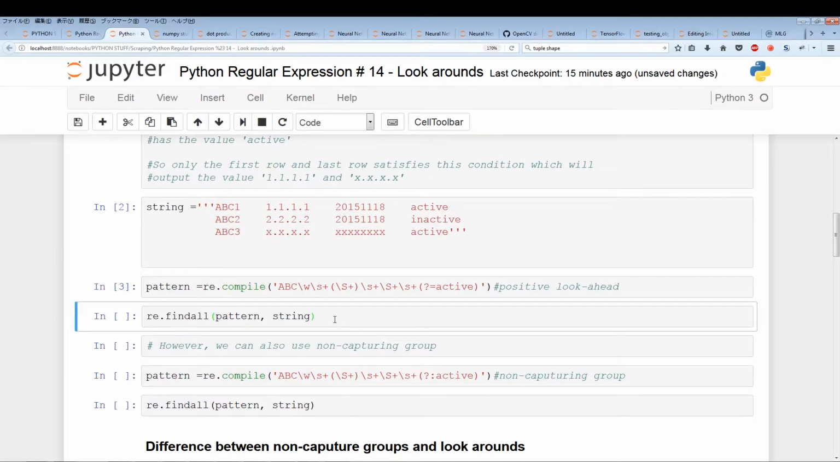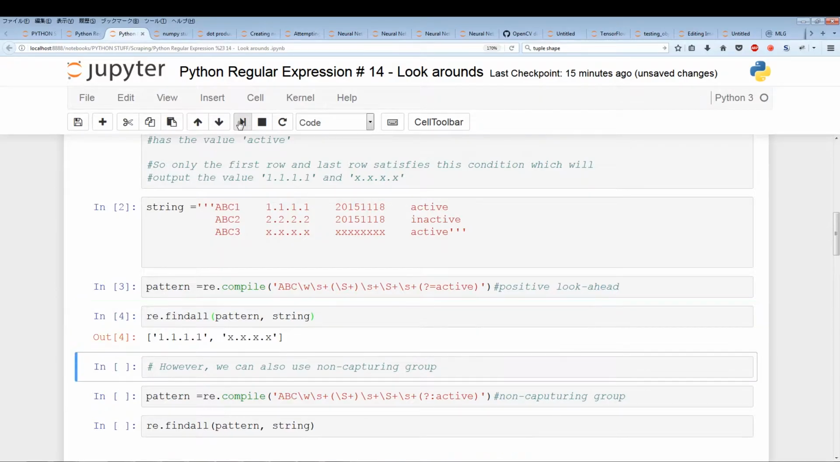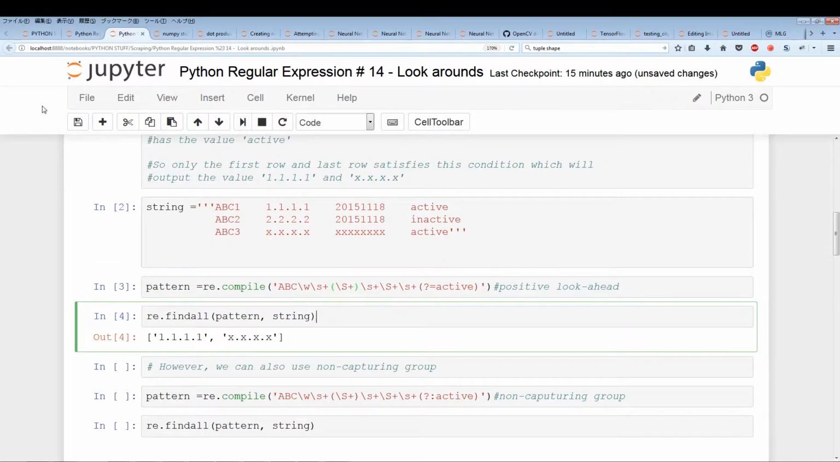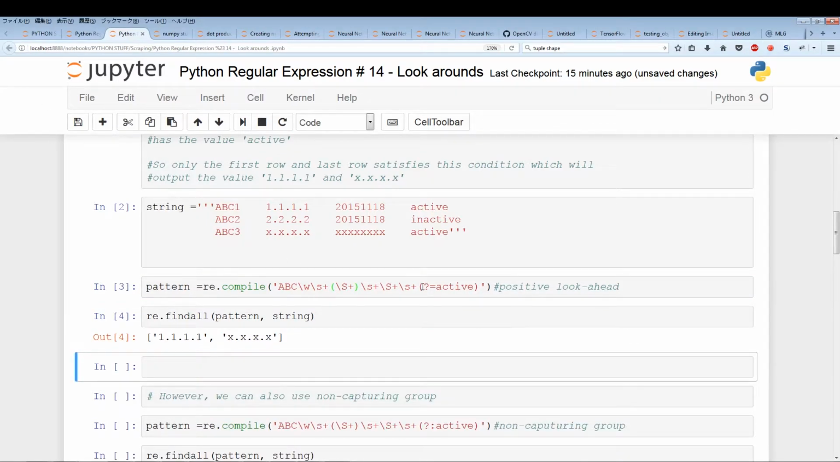And now we have re.findall. So this is of course going to pull out these two, because when we use re.findall, it only pulls out captured groups, if there are any captured groups. But just so you understand that this is not being captured, let's actually change the pattern around.